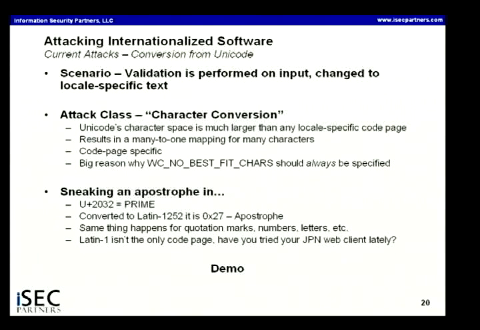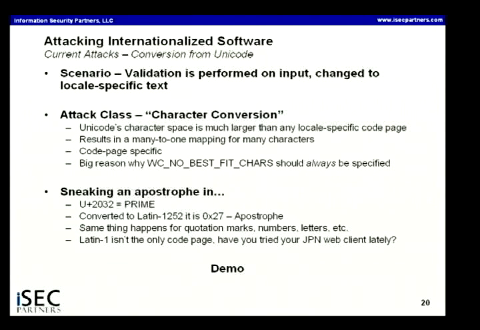When it has that conversion, it's a many-to-one relationship like we talked about before. So we can have that apostrophe-like character become an actual apostrophe. Here's one example. The Unicode code point 2032 is the prime character. The prime character is very similar to an apostrophe in look, but obviously not in semantics, and it has a lot of concerns within database applications. When it's converted to Latin 1252, without any kind of don't-best-fit-me setting, at least on Windows, it becomes hex 27, the actual apostrophe. Same thing happens with quotation marks, numbers, letters, etc.